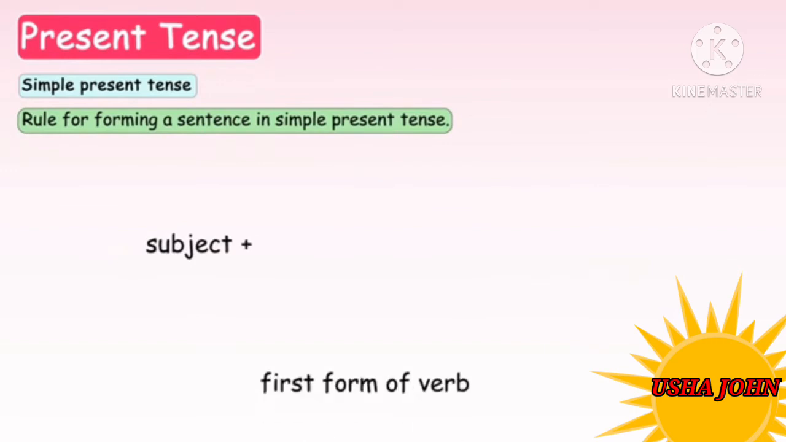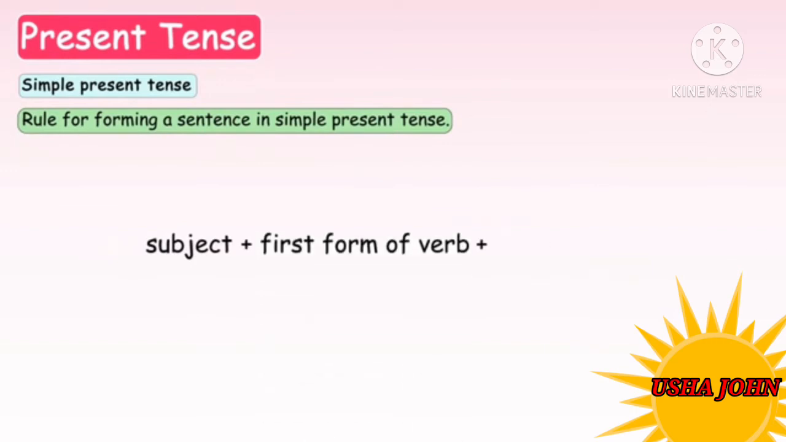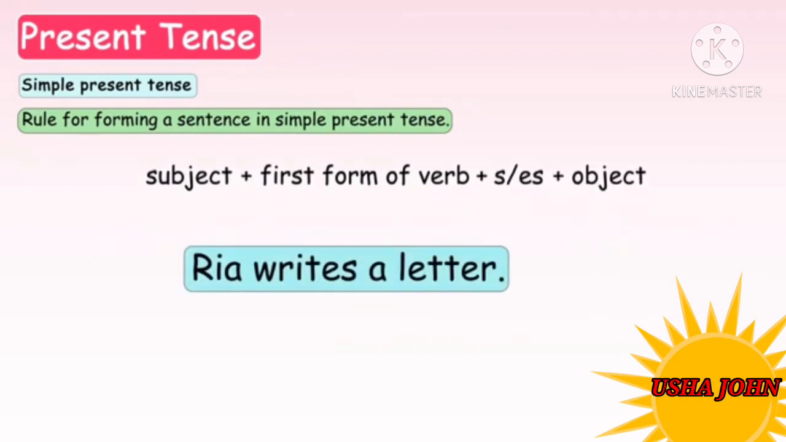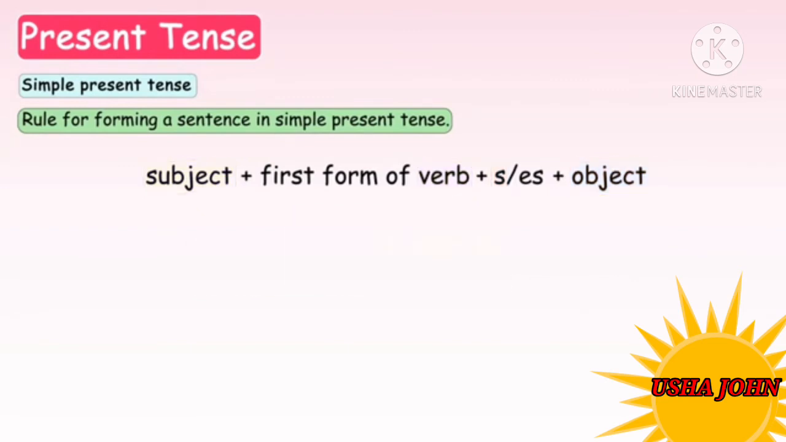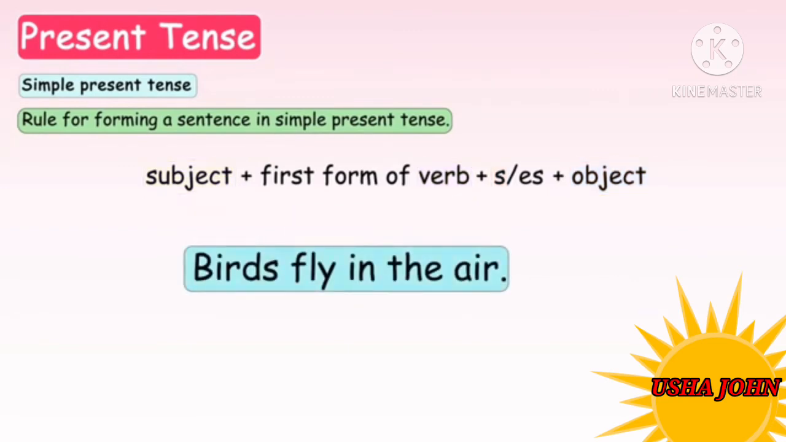Rule for forming a sentence in simple present tense: subject, first form of verb, plus s or es, plus object. First, Riya writes a letter. Here, Riya is the subject, write is the first form of verb, s or es based on subject, we write writes. Object, a letter. Here, the subject is singular, that's why we add s to the verb.